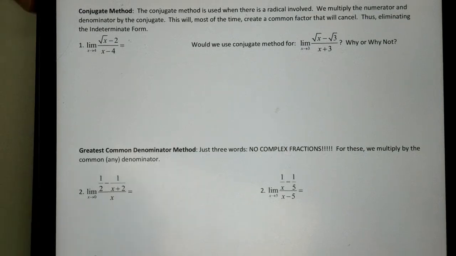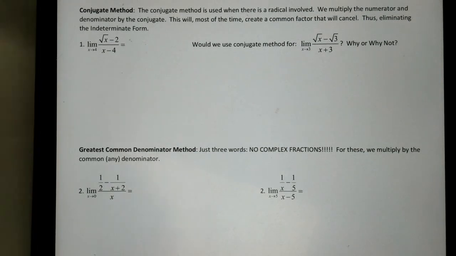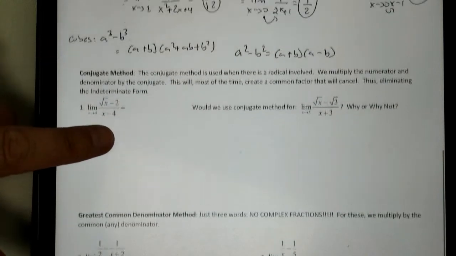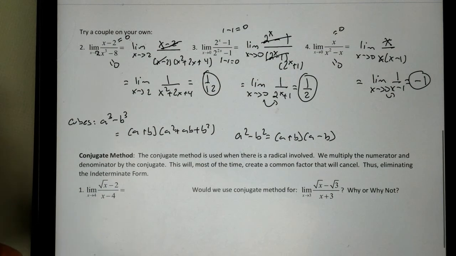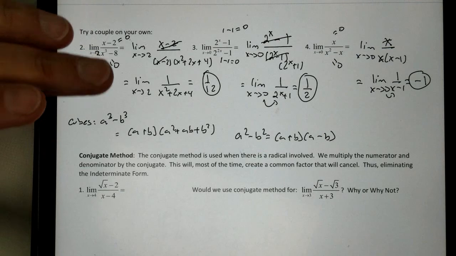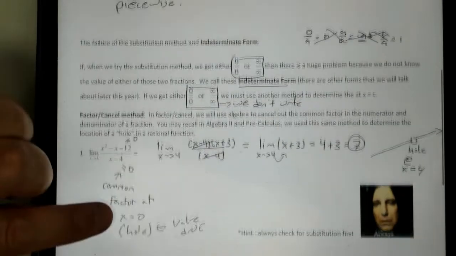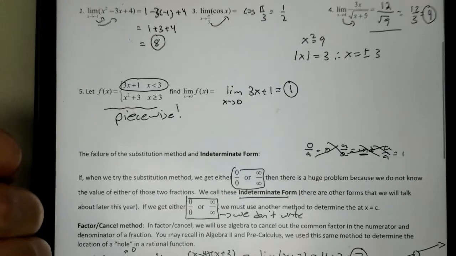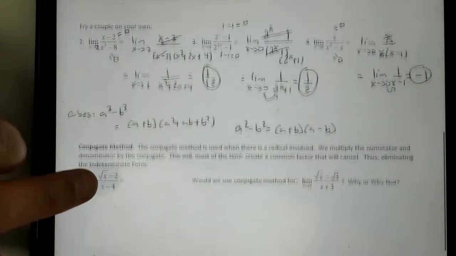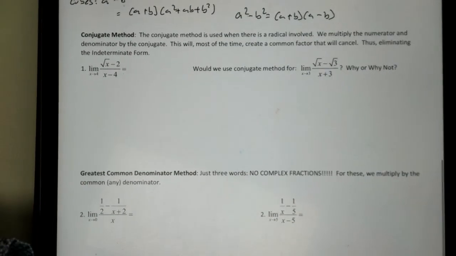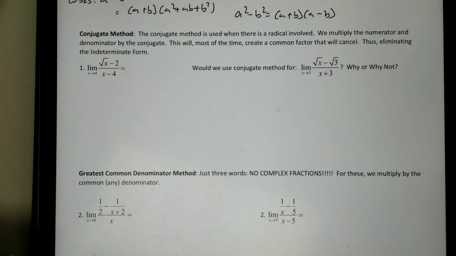Hi, welcome back. So in part 3 we're going to take a look at a couple more algebraic methods. In part 1 we did talk about the algebraic factor cancel, and we had the substitution method. You might remember those. So let's take a look at a couple where sometimes it's not going to fall under one of those categories.